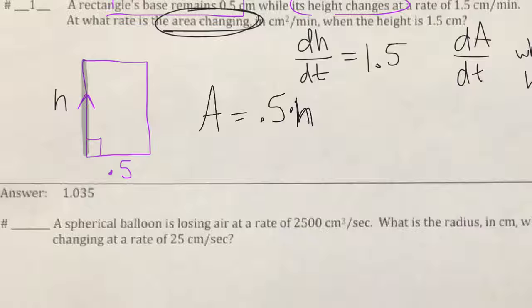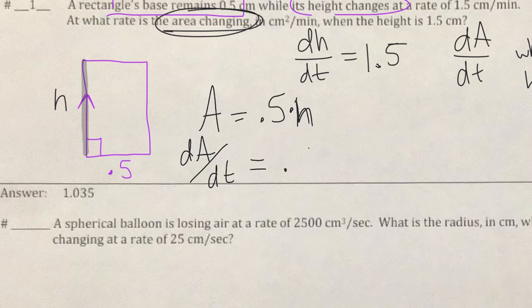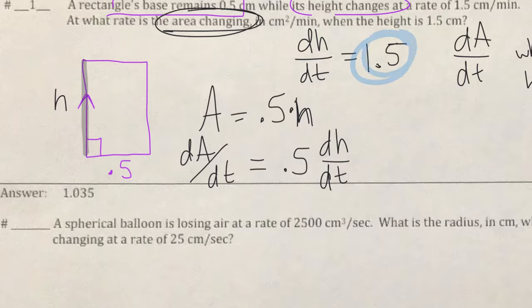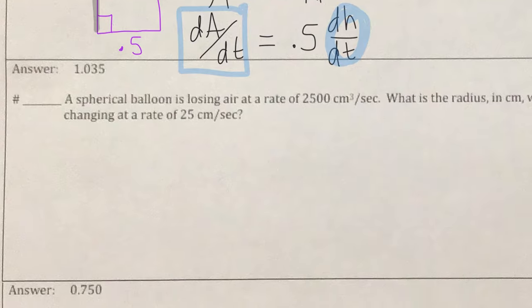So now we have to differentiate both sides with respect to time. So I get dA/dt, right, the derivative of the area, equals 0.5 times dh/dt. So it looks like the height isn't even important. So now I can plug in my 1.5 into my dh/dt, and that will allow me to figure out how the area is changing. Okay, so pretty okay, yes? So far, so good?